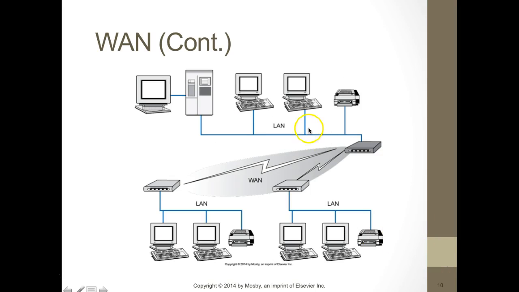So you can see here you have your LAN and how it's connected, and then you can see here, you can use the WAN to connect the two different systems.